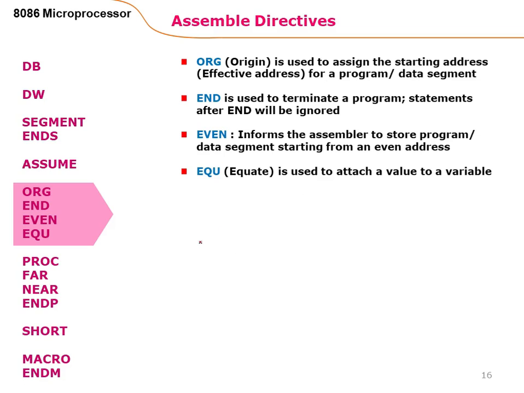The next assembly directives are ORG, END, EVEN, EQU. ORG is used to assign the starting address of the program. END is used to terminate the program, so statements which are written after the END will not be executed; they will be ignored. EVEN means it is used to store the program data segment starting from an even address, so we have to start the location from an even address.